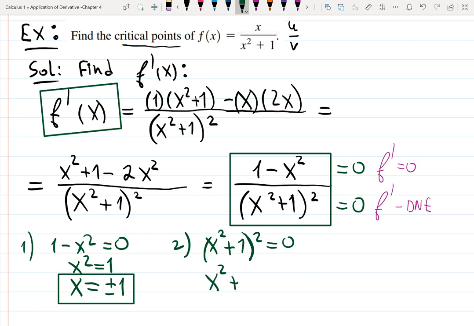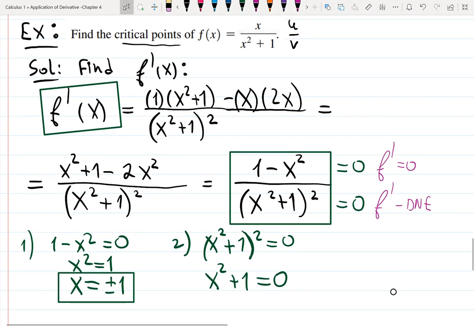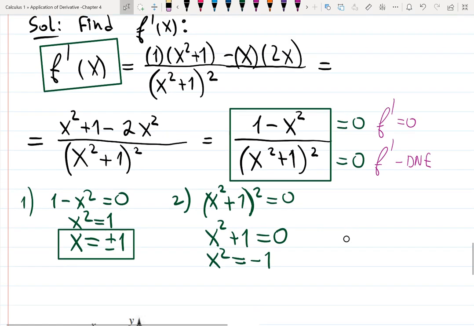Or I can keep going and tell you, do you see it now? X squared plus 1 cannot be 0, or x squared cannot be negative. Then if you get to this case, you just say that there are no solutions here. No solutions, which is fine. That means this derivative is never defined, right?